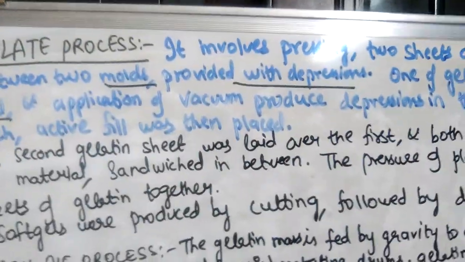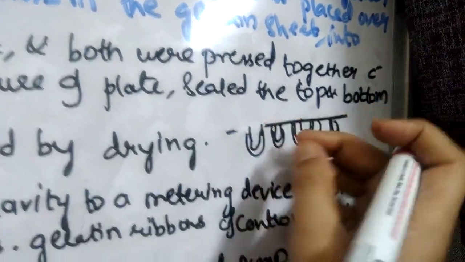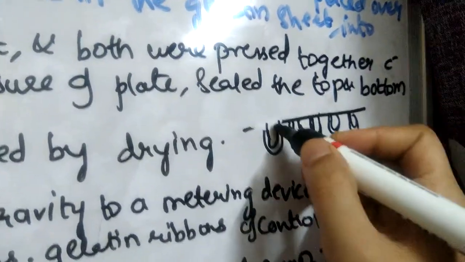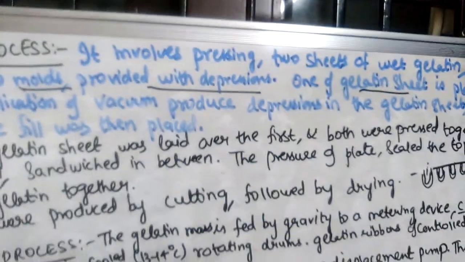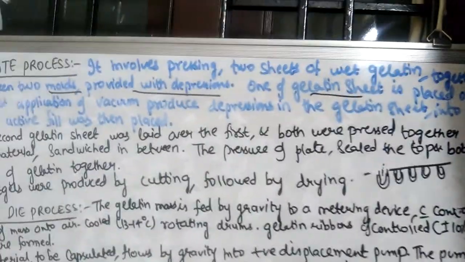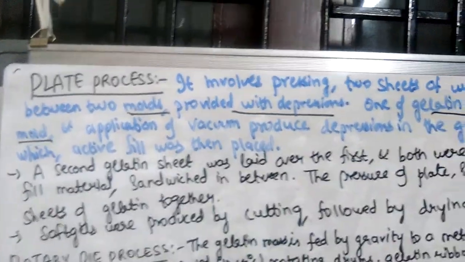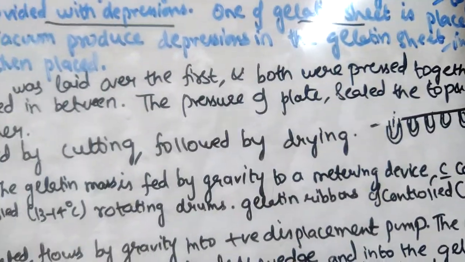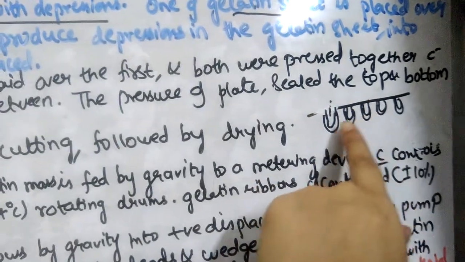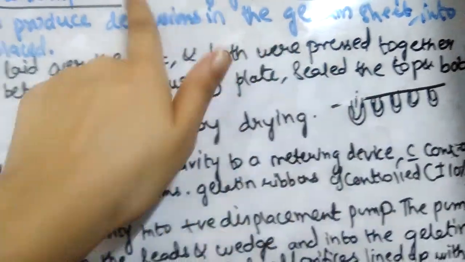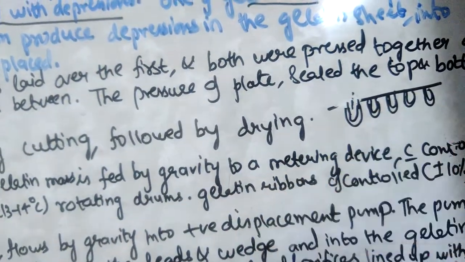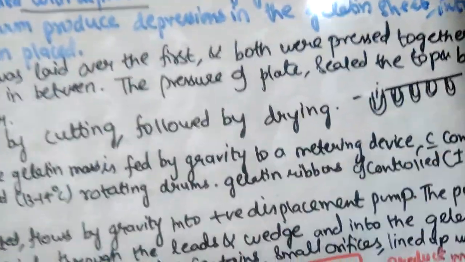Now you can place the active fill. Here the gelatin gets folded inside the mold, and now you can place your fill. I repeat, it involves pressing two sheets of wet gelatin together between two molds provided with depressions. You place one gelatin sheet over the mold, and the application of vacuum will produce depressions in the gelatin sheet, into which you will place the active fill.